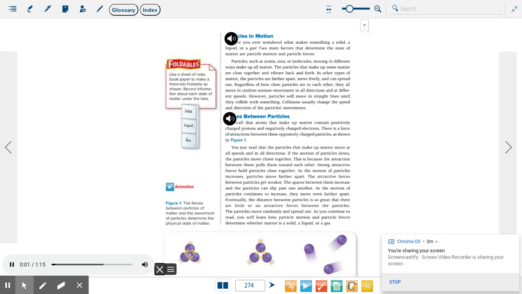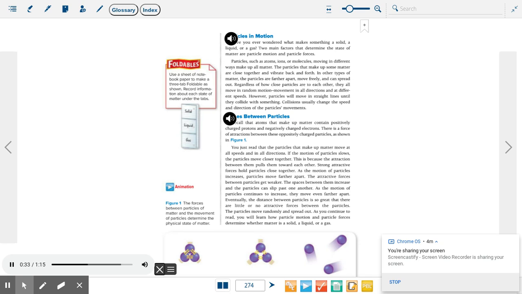Forces between particles. Recall that atoms that make up matter contain positively charged protons and negatively charged electrons. There is a force of attraction between these oppositely charged particles, as shown in Figure 1. You just read that the particles that make up matter move at all speeds and in all directions. If the motion of particles slows, the particles move closer together. This is because the attraction between them pulls them toward each other.